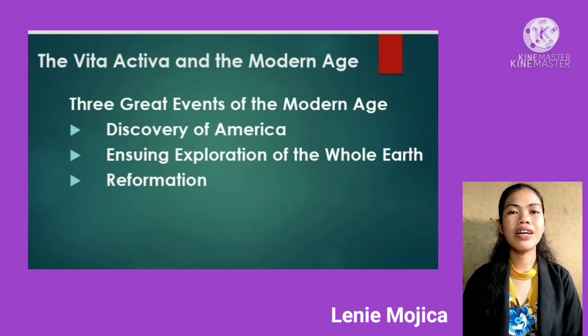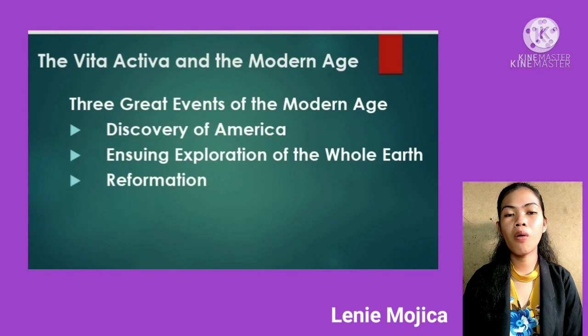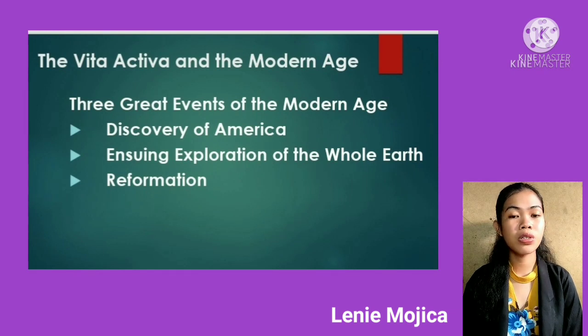This time, let us move forward to the Vita Activa and the modern age. There are three great events of the modern age. First, we have the discovery of America. Next, the ensuing exploration of the whole earth. And lastly, we have the Reformation. According to Arendt, none of these events had been foreseen. They happened suddenly and had repercussions their instigators did not anticipate. There are many scientific evolutions existing today, but the outcome is that current theories have become so bizarre that perhaps no one can grasp the world they describe.